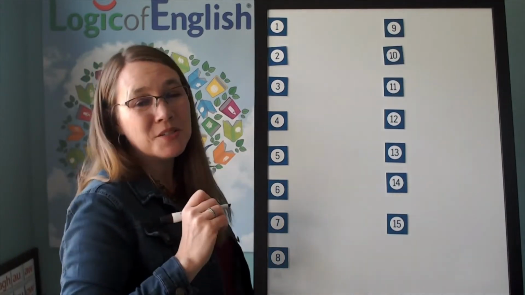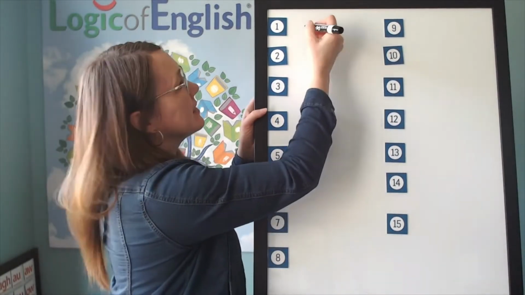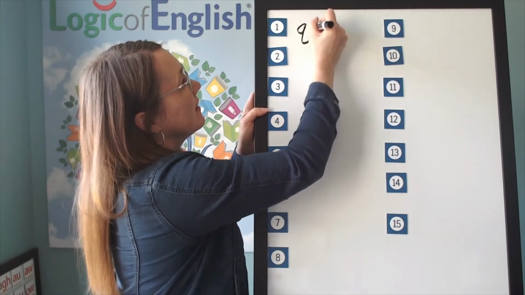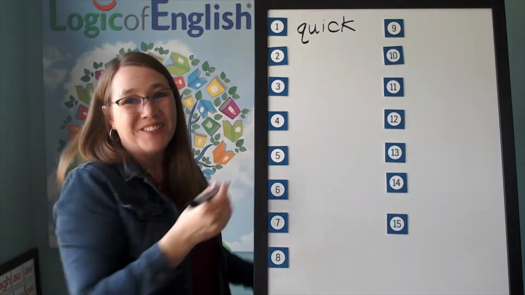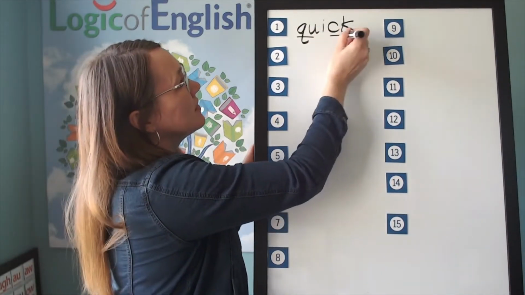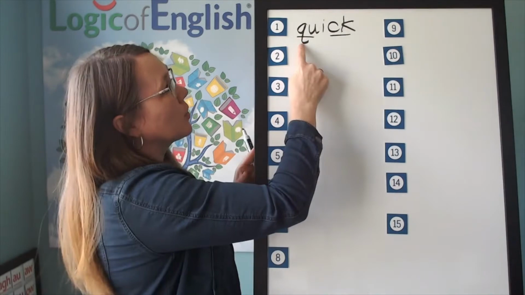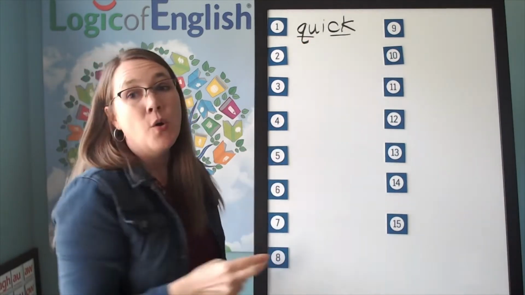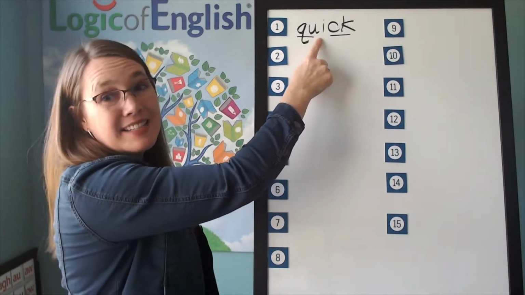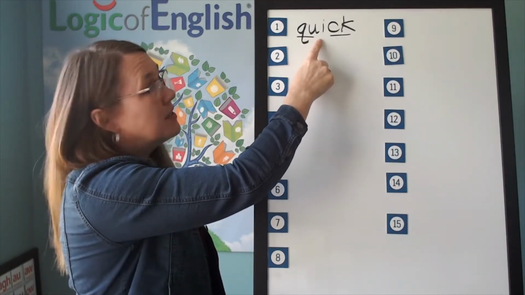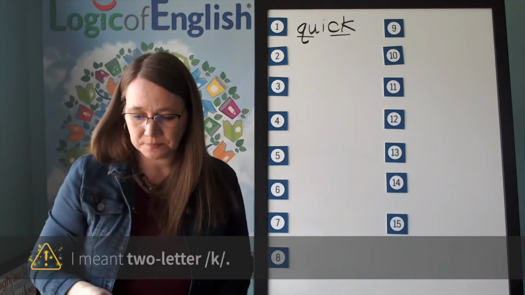And now help me to write it and sound it out as we spell it together. Qua, I, k. And how will we mark it? We'll underline the qua and we'll underline the k. Let's read it. Qua, I, k. Quick. Why did we use two-letter k? That's right, it's after a single short vowel. So we can use two-letter k.